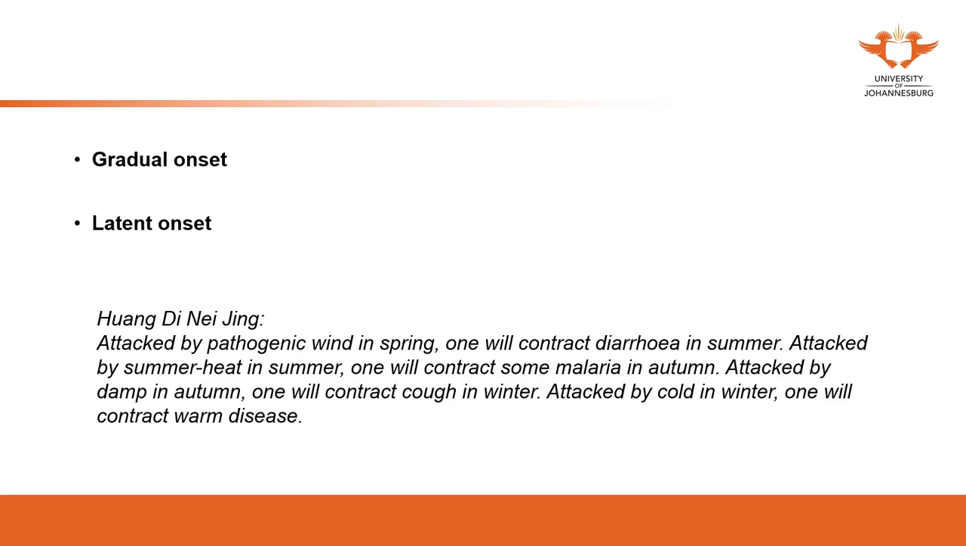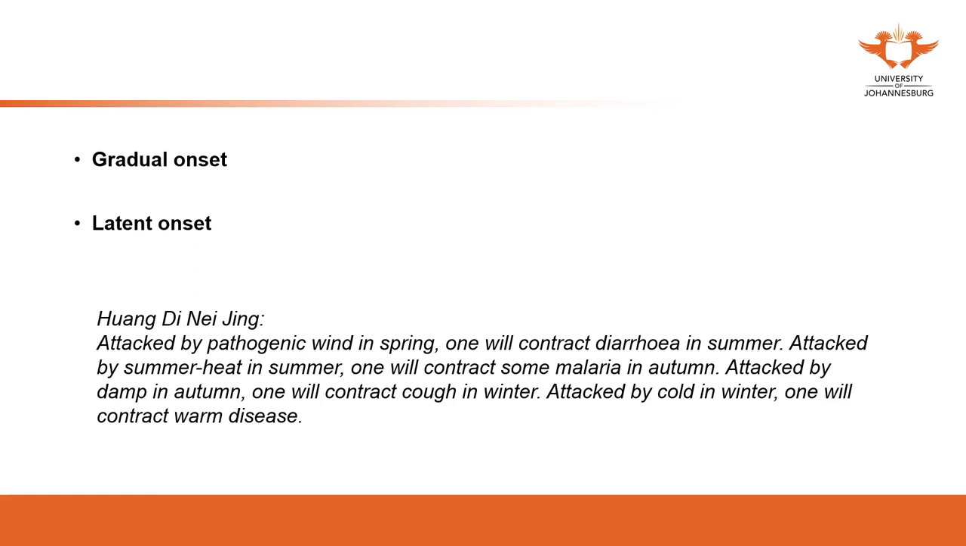The latent onset is described in Huang Di Nei Jing: attacked by pathogenic wind in spring, one will contract diarrhea in summer; attacked by summer heat in summer, one will contract malaria in autumn; attacked by damp in autumn, one will contract cough in winter; attacked by cold in winter, one will contract warm disease in spring.